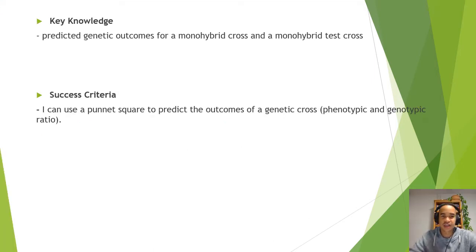Now on this slide we've got the key knowledge point here, which has been taken from your study design. So we're looking at the predicted genetic outcomes for a monohybrid cross and a monohybrid test cross. We'll do the test cross in another video. So today we're really just focusing on the outcomes of a monohybrid cross, and we'll break down what that word means in a moment.